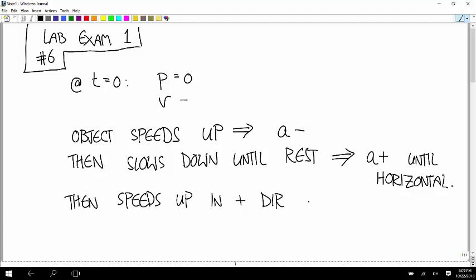Okay, so if it starts at rest and then speeds up in the positive direction, what's the sign of the acceleration going to be? Well, if it's at rest, then whichever way it accelerates, it's going to be speeding up because you can't get any slower than stop. So that's going to be a positive acceleration to speed up in the positive direction.